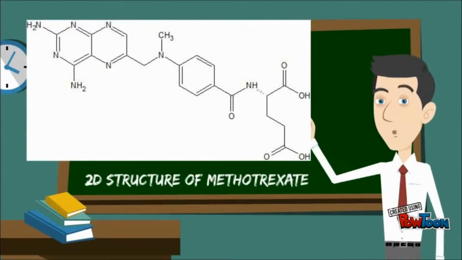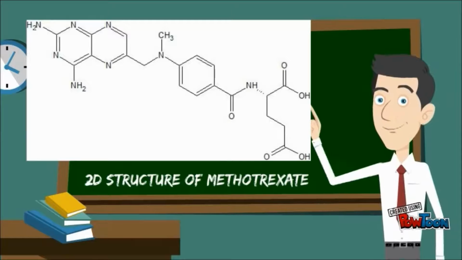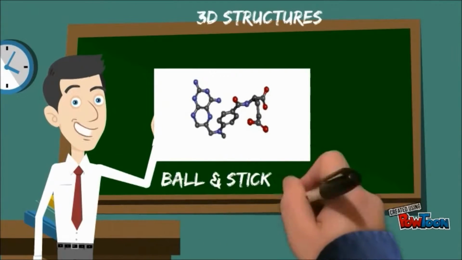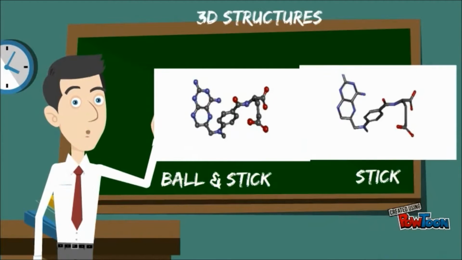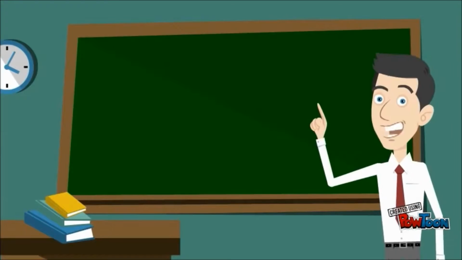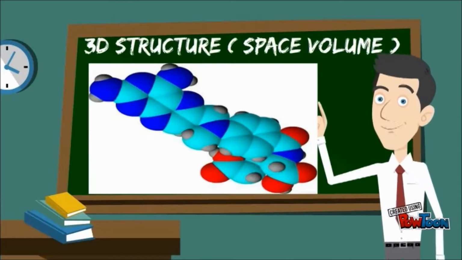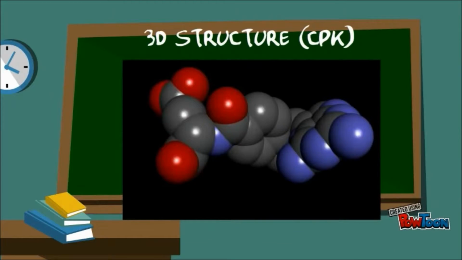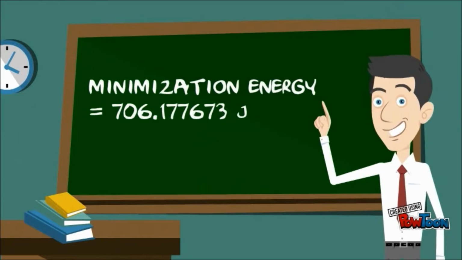First, this is methotrexate in 2D structure. Next, these are 3D structures, ball and stick form on the left, stick form on your right, and this is the space volume form. The last one is in the certificate 3D structure. In this form, the atoms of different chemical elements are distinguished by popular color convention. Minimization energy of methotrexate is determined using HyperChem software.